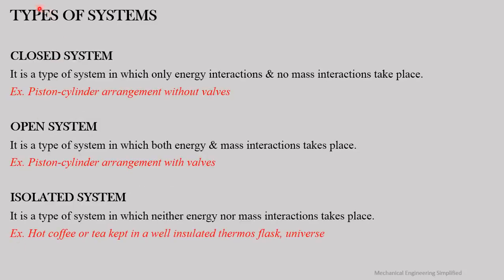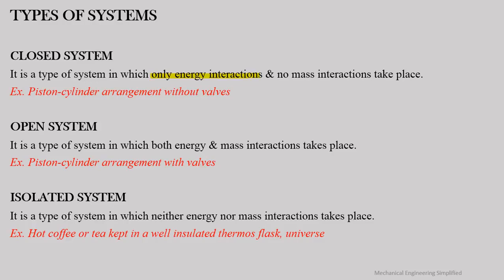Let us move. We have classified systems into three categories. One is closed system, one is open system, and the third one is isolated system. What are those? Have a look at them. Closed system. It is a type of system in which only energy interaction and no mass interaction take place. A simple example is a piston cylinder arrangement without valves. It means no mass can enter or leave the system. However, energy can enter or leave the system. That is a closed system.